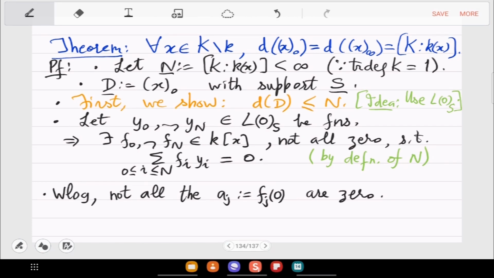Okay, because if all these f_i at zero are 0, remember f_i is a univariate in X. So if all these are 0, then all of them are divisible by X. Then I can as well divide by X and recalculate. After a while, since the f_i's are of finite degree, you will get to a situation where you have a dependence, but let's say f_1 at 0 is not 0. This is easy, just by division by X on both sides.